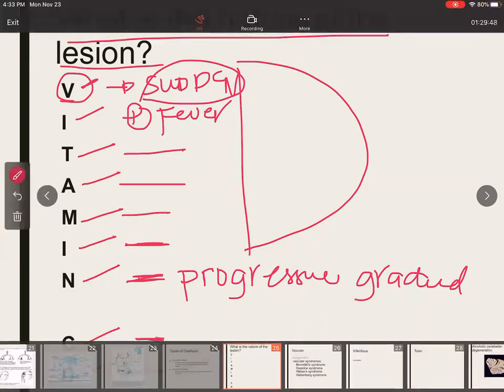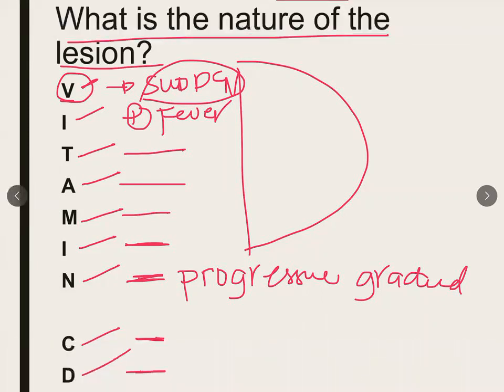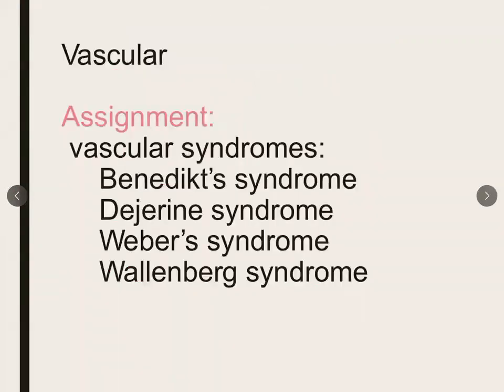The most common differential diagnosis, if we are talking about the vascular, inflammatory, and all. Okay? Now, for your assignment, I know you all know this. So your vascular lesion, the different vascular syndromes: Benedikt's, Dejerine's, Weber's, and then Wallenberg. So always remember these different syndromes. Okay, that is for your vascular, again, sudden onset.